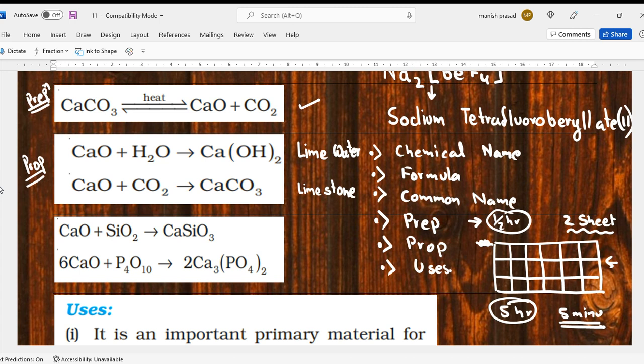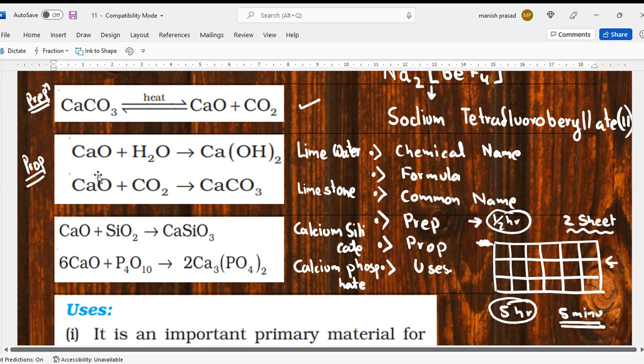Okay, the next one is again property number 3, where we are getting a calcium silicate and calcium phosphate. These two compounds are important when we are going to study our formation of cement. Now, I am teaching you everything, guys. There are many topics from this chapter which are not going to come in your second term. But I'm sure almost all of y'all are planning to give the entrances. In entrances, none of the topics are cut.